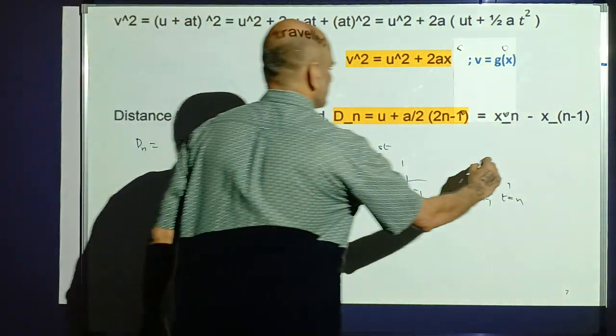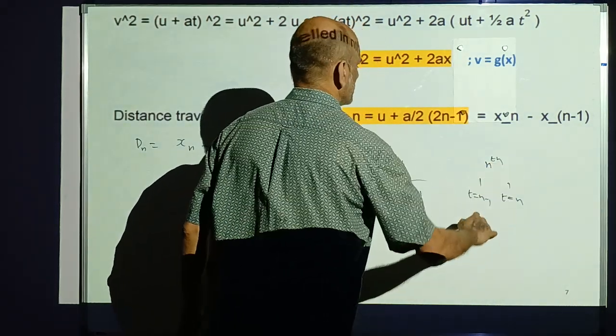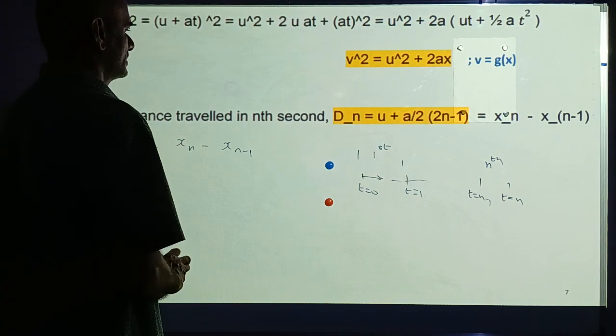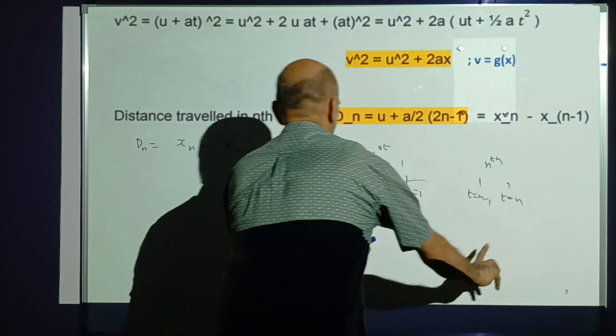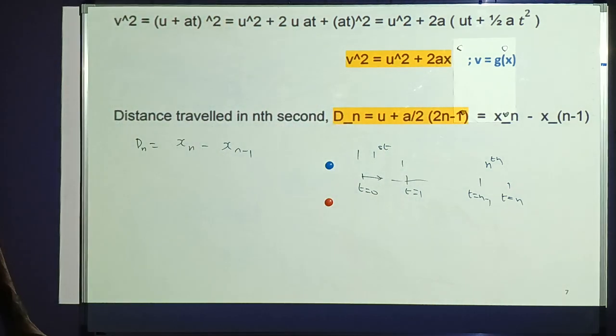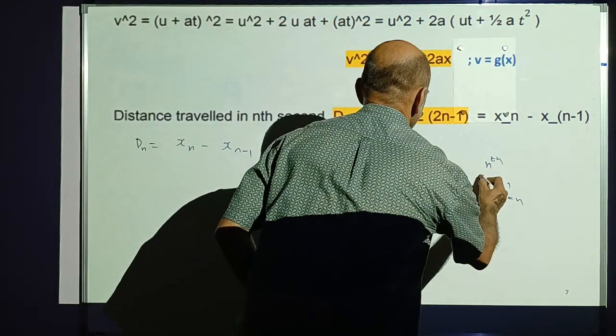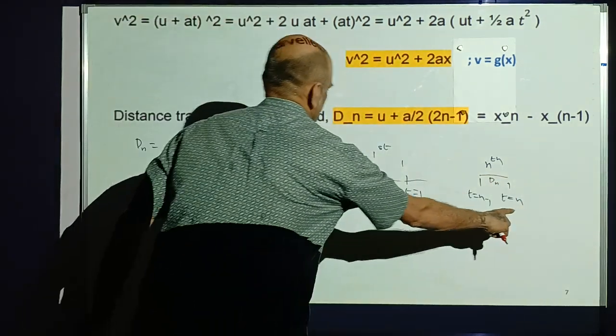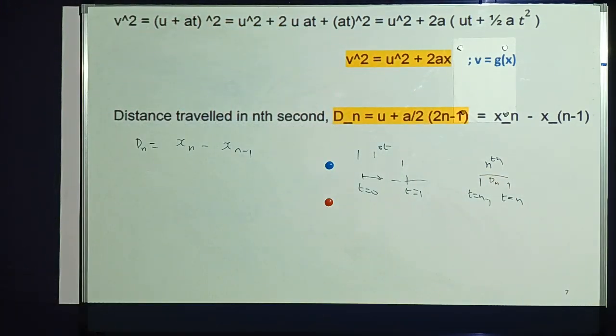So the n-th second will be between n minus 1 and n. So distance traveled in n seconds is from here to here, and distance traveled in n minus 1 is from here to here. So this is dn. This distance is the distance traveled in n-th second, which is the distance traveled in n seconds minus the distance traveled in n minus 1 seconds.